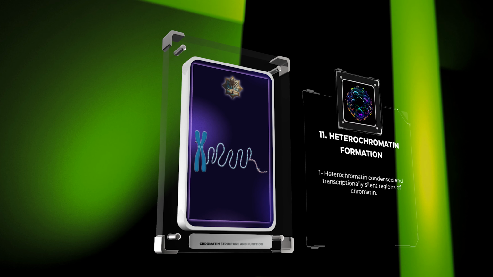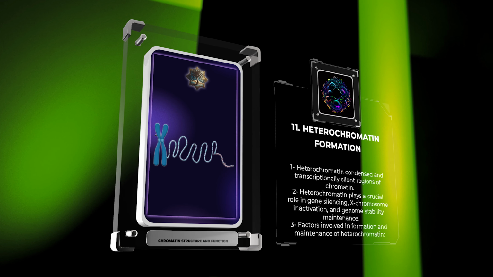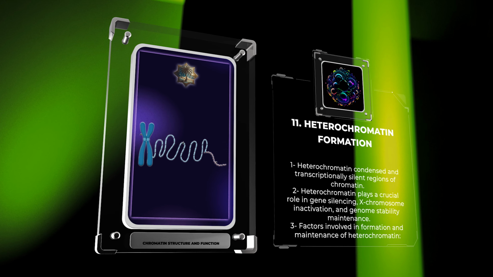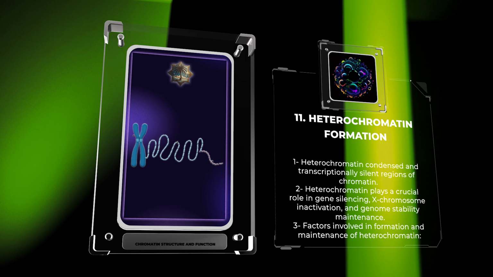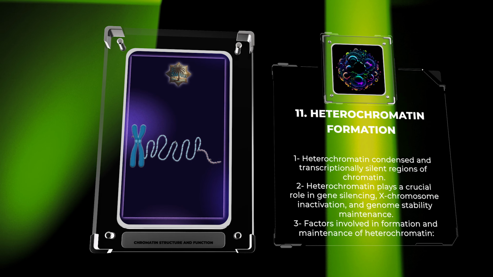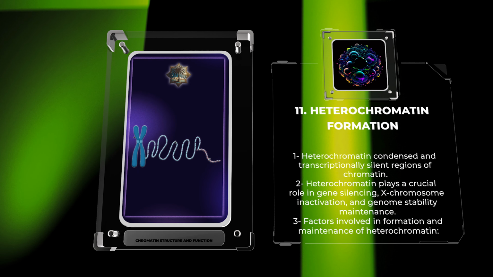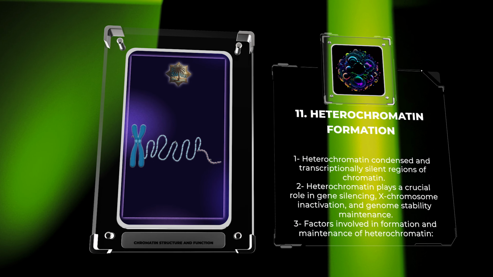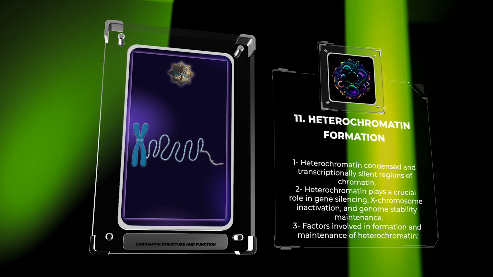Heterochromatin refers to the condensed and transcriptionally silent regions of chromatin. It plays a crucial role in gene silencing, X chromosome inactivation, and the maintenance of genome stability. The formation and maintenance of heterochromatin involve various factors, including histone modifications, chromatin remodelers, and non-coding RNAs.